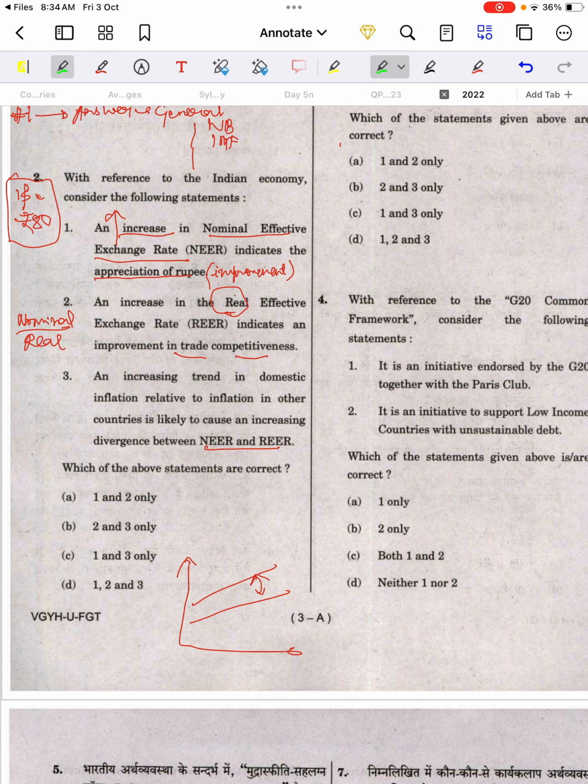An increase in NEER indicates appreciation. Increase or decrease can be swap words. Appreciation, depreciation, swap words. Increase is a swap word. Improvement and detriment, or something going down, is a swap word. One more elimination technique is that when there are two similar statements, one will be wrong.